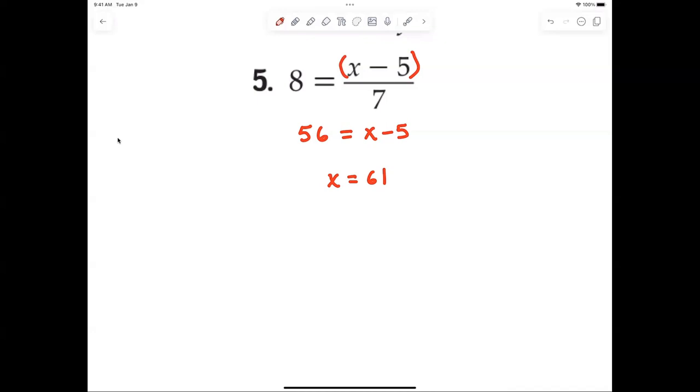I added 5 to both sides, buddy. Watch me. +5, +5. Put that step in there. Now these do what? Cancel. And 56 plus 5 is 61. Do you see that now? All right, good job. Speak up, please speak up. Do not let me go on to the next problem unless you speak up. All right, here we go.